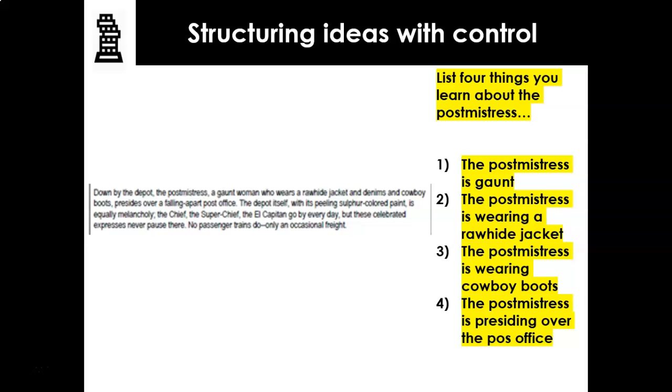Right, the postmistress is wearing a rawhide jacket. The postmistress is wearing cowboy boots. So we understand the characters. There is a need to be able to create a physical, like mental picture of a character, and detailing their clothes and what they wear is an important part of that.